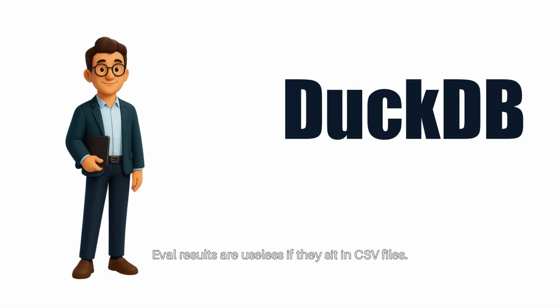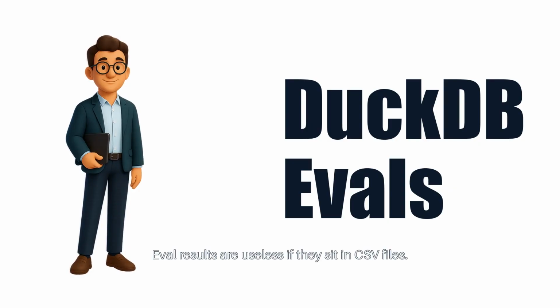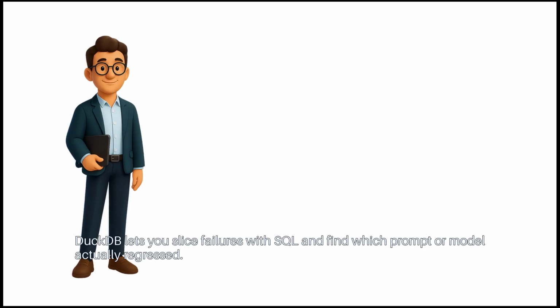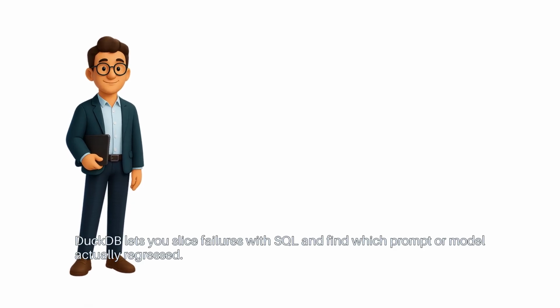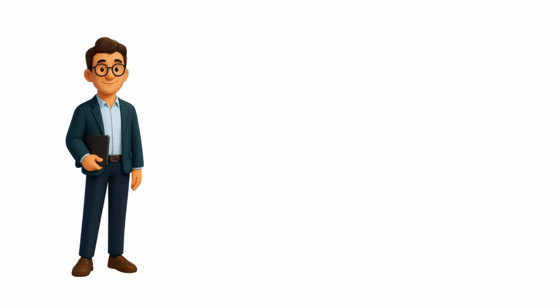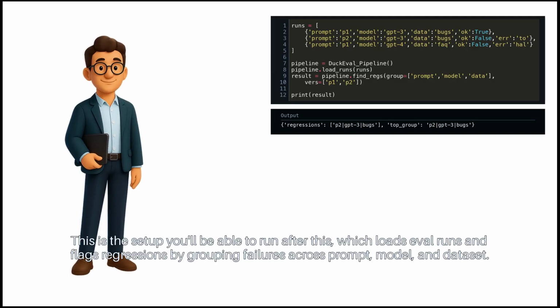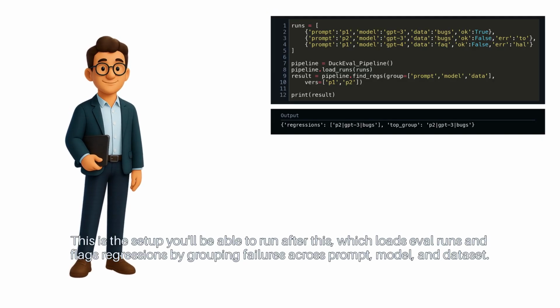Eval results are useless if they sit in CSV files. DuckDB lets you slice failures with SQL and find which prompt or model actually regressed. This is the setup you'll be able to run after this, which loads eval runs and flags regressions by grouping failures across prompt, model, and dataset.